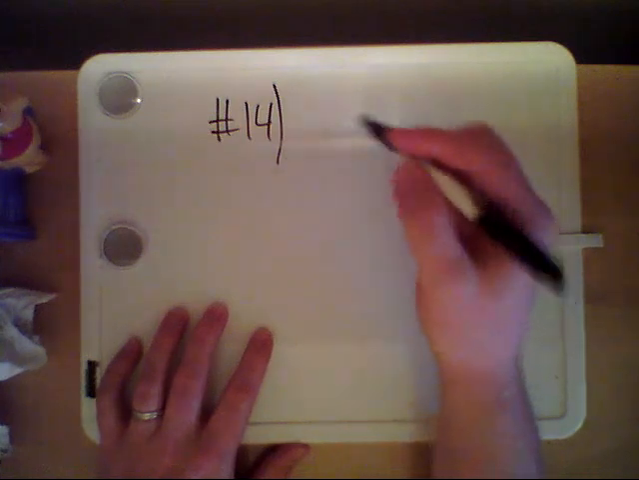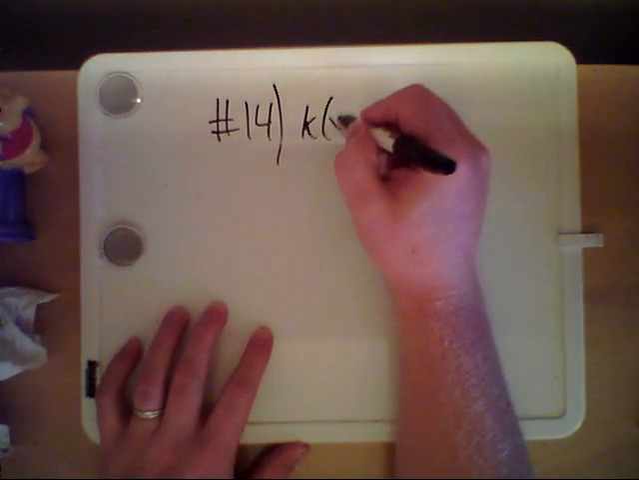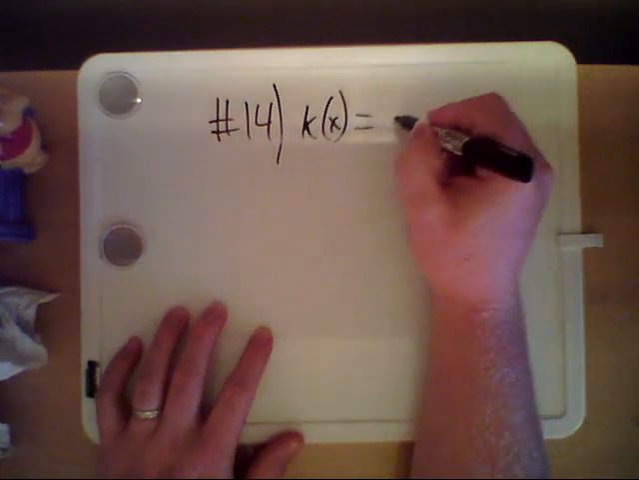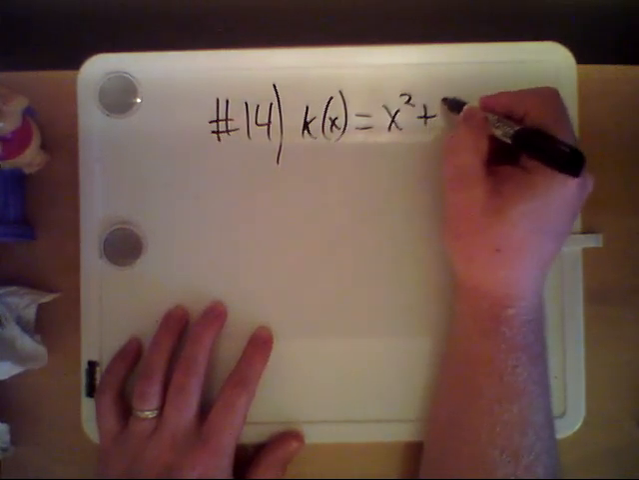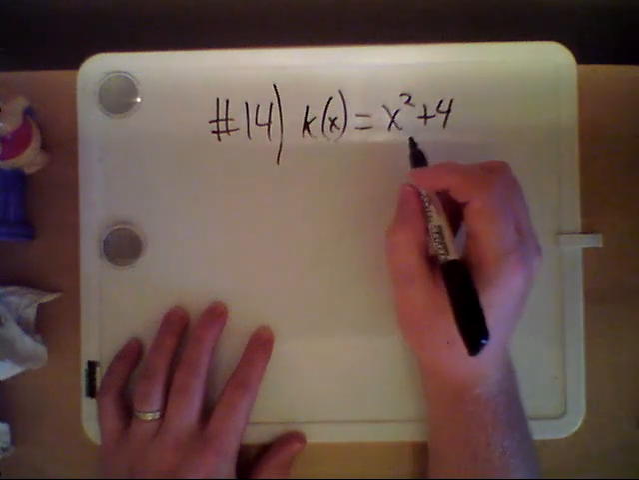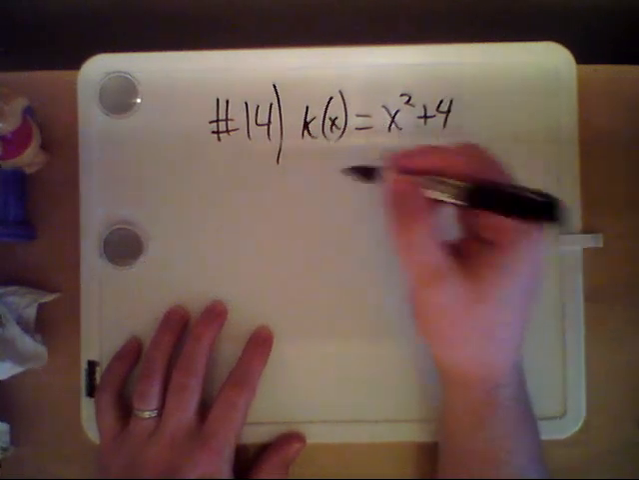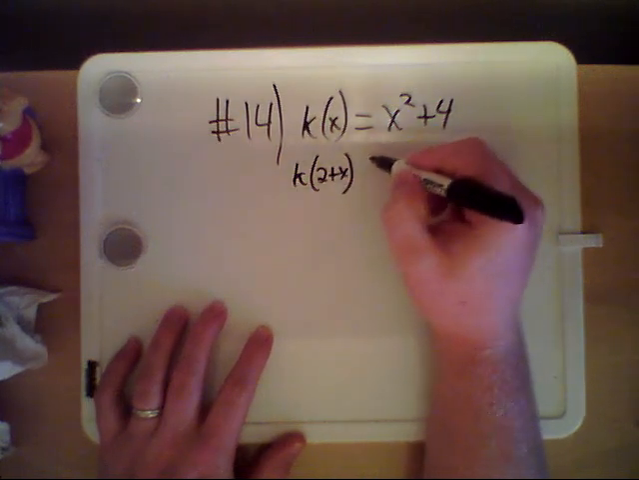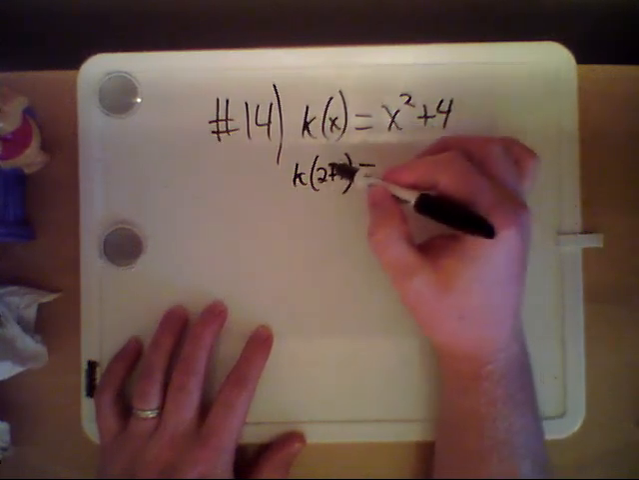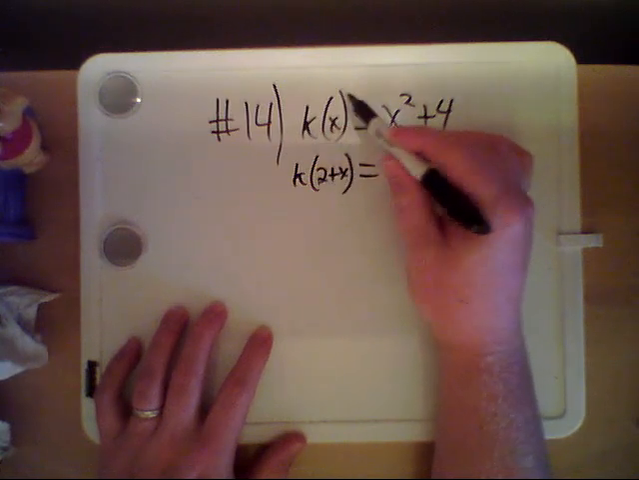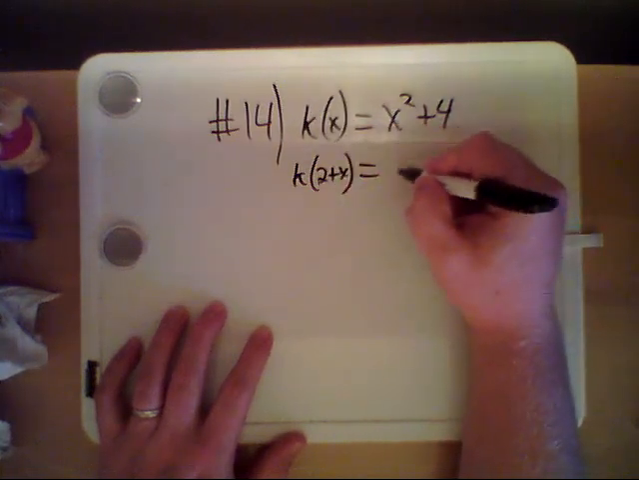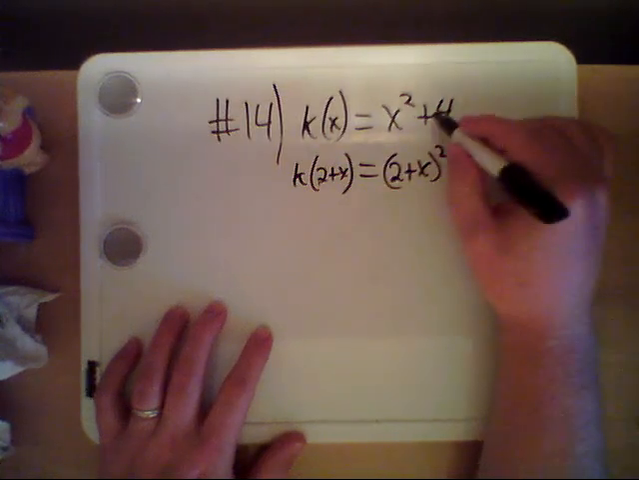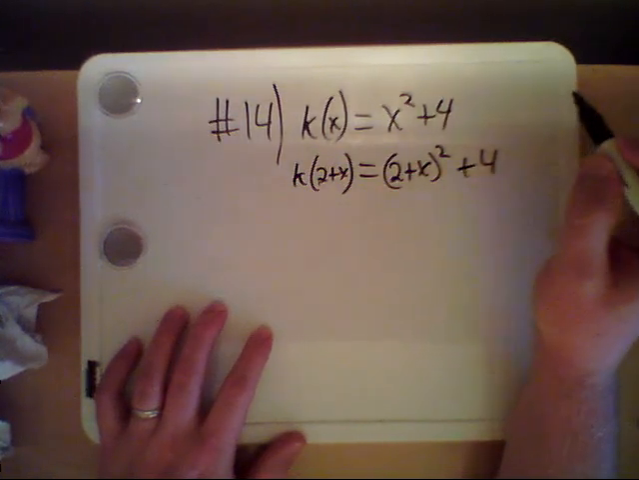We have k of x equals x squared plus 4. We're going to find k of 2 plus x. Okay, so anytime we see an x, we're going to replace it with a 2 plus x. We're going to put 2 plus x through the k machine. So it's going to be 2 plus x, quantity squared, plus 4.